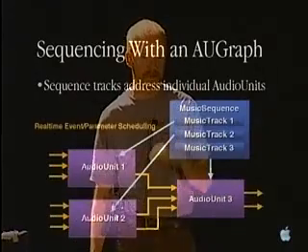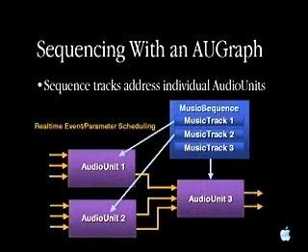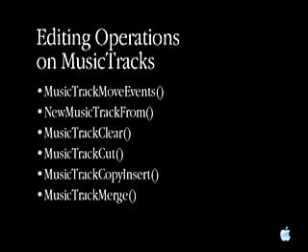So this is a diagram showing how you can have a music sequence with multiple tracks, 3 in this case, where each track is addressing a separate audio unit in an AU graph. And this corresponds with the previous diagram, the two-phase schedule render model, if you remember. There are some editing APIs for copy, cut, paste, this type of thing. And I think if you look in the musicplayer.h header file in the Audio Toolbox framework, it will be very clear how to use these.